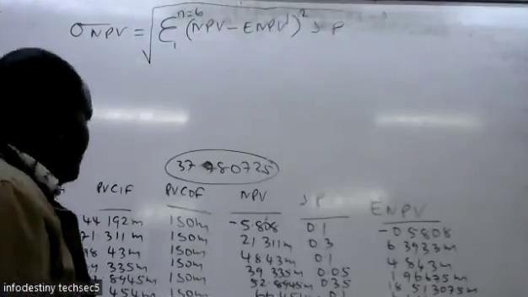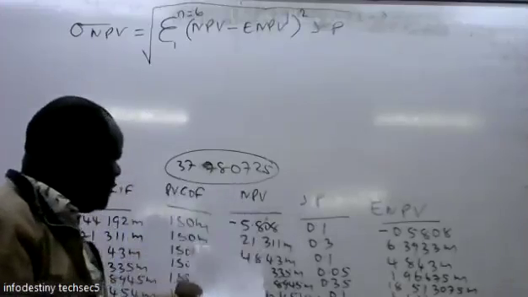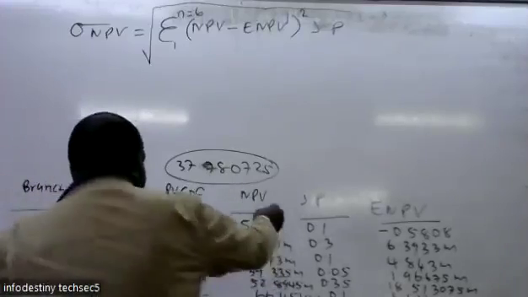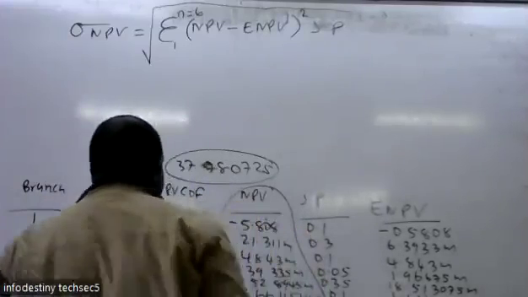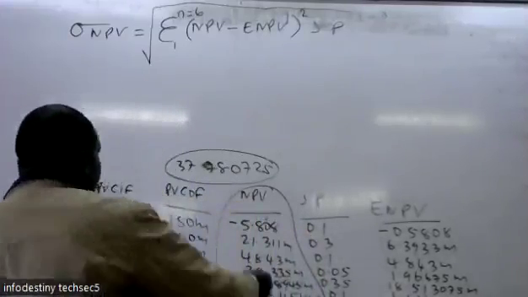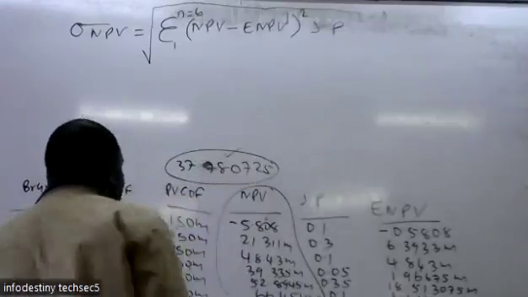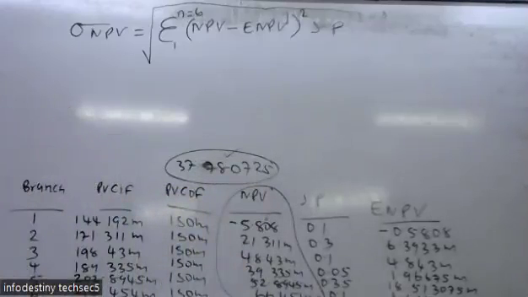So these ones are your NPVs. These ones here. These are the NPVs. So expected NPV is this one here, that we have been able to apply. So it will apply to all of them.